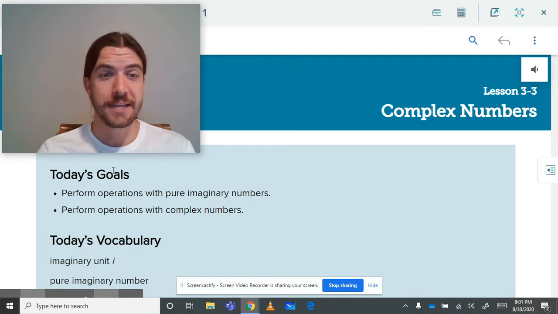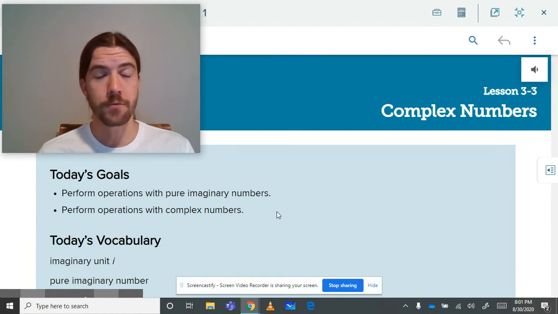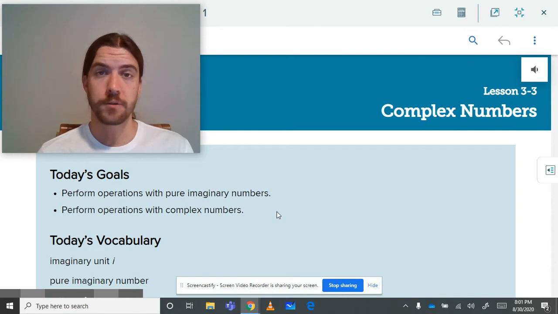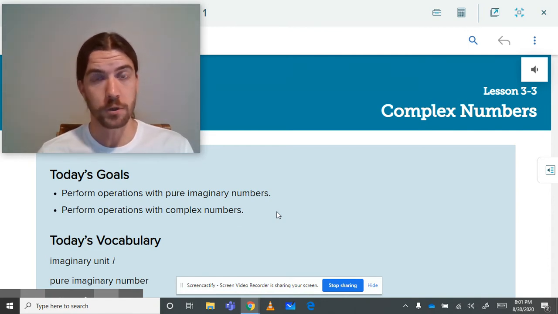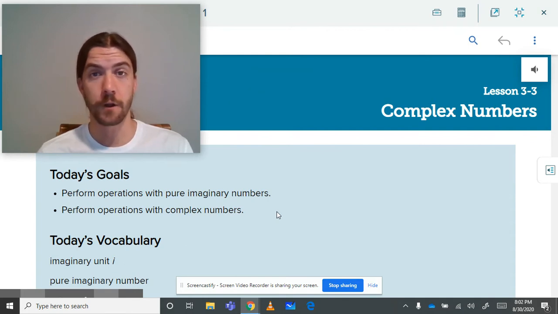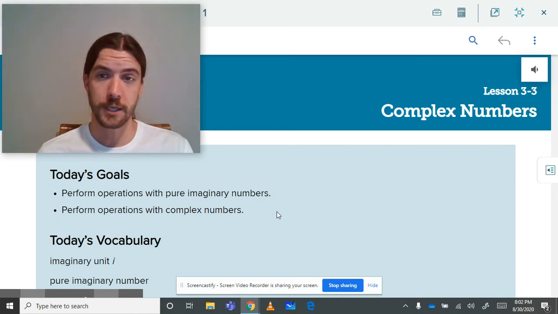So, today's goals. We're going to perform operations with pure imaginary numbers. We're also going to perform operations with complex numbers. Now, these imaginary numbers and complex numbers are a new type of number system. Just like negative numbers at some point were a new type of number system to you, which you may never have heard of before, and which may never have seemed meaningful at all, we have a new set of numbers that we're going to talk about today.